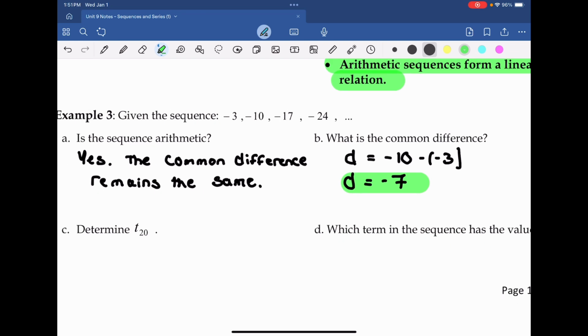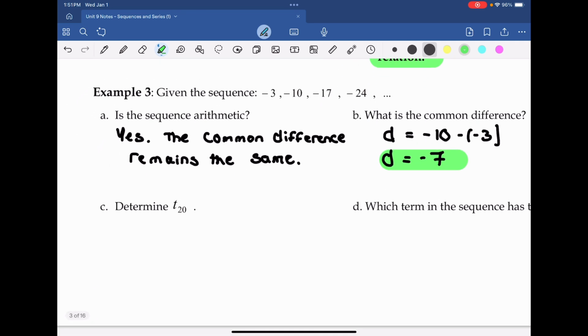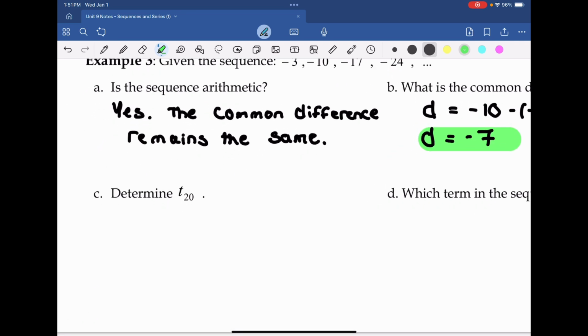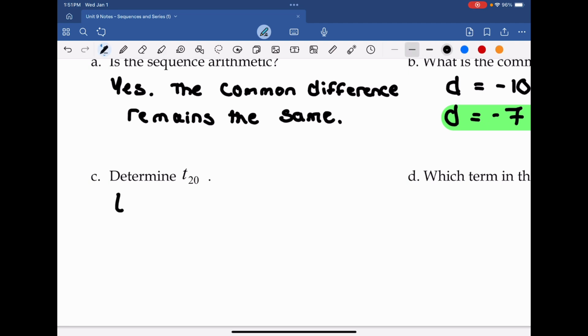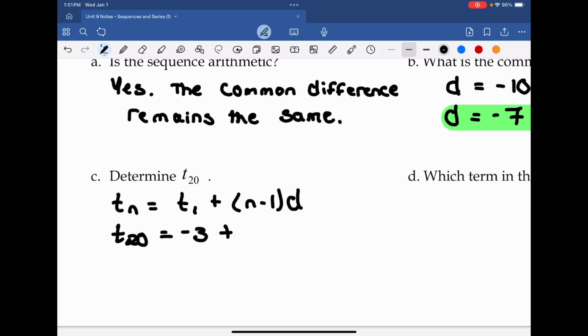Determine T20. Well, to determine T20, we need a couple things when we go to do this calculation. First and foremost, we need to write out our formula from our formula sheet, where it says that Tn is equal to T1 plus n minus 1 times d. In this situation, we're looking for the 20th term, so T20 is equal to T1, which was -3, plus 20, the number of the term we're looking for, minus 1 times the common difference of -7. When we plug this into our calculator, the 20th term in this sequence is -136.